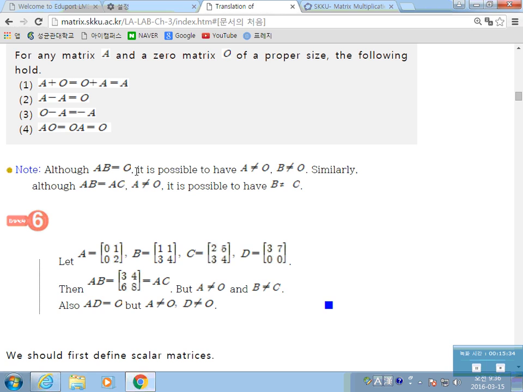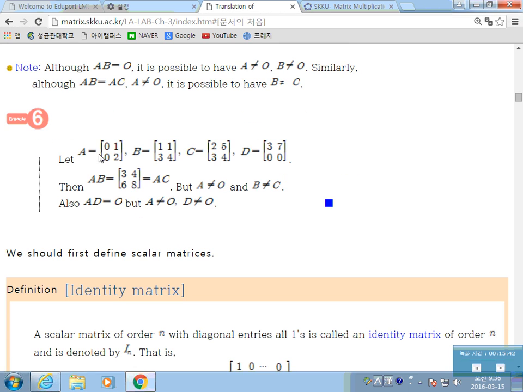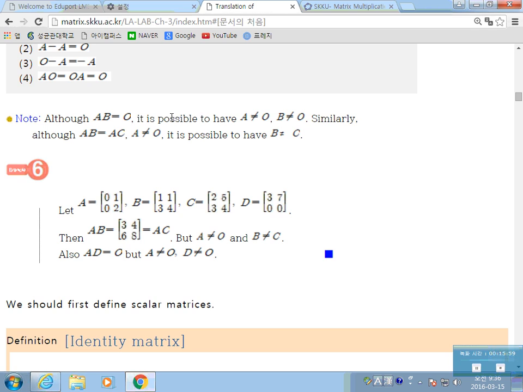Although AB is equal to 0, it is possible that A and B are both not zero matrices. Like this, A, B, C, D is given like this. The product of A and D is 0, but A is not a zero matrix and D is not a zero matrix. But the product of these two matrices is 0. So we cannot say that AB equal to 0 implies A is equal to 0 and B is equal to 0. It's not true in matrix products.